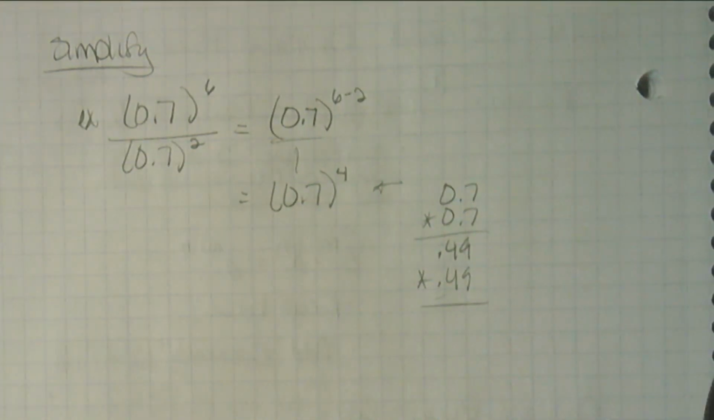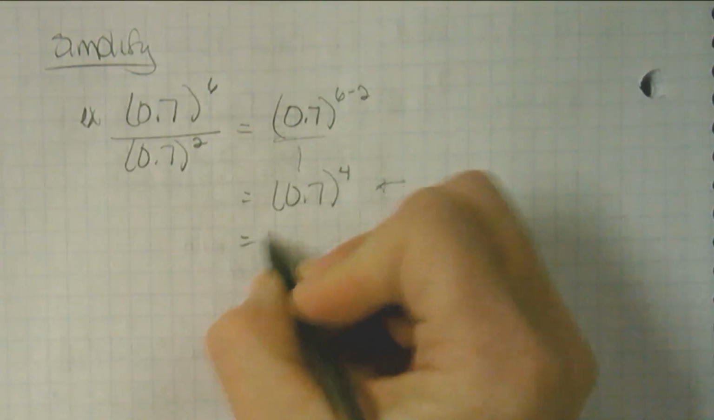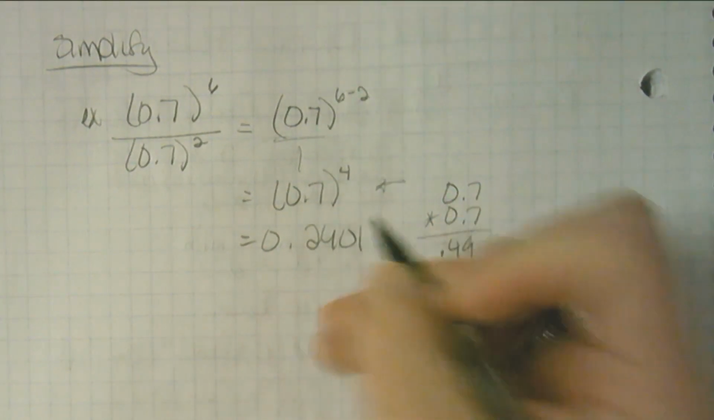When I do that, did you guys lose a calculator? Anybody? I found this in a desk. In that desk where Alex is. Just saying. So if I do that math, we should end up getting 0.2401.